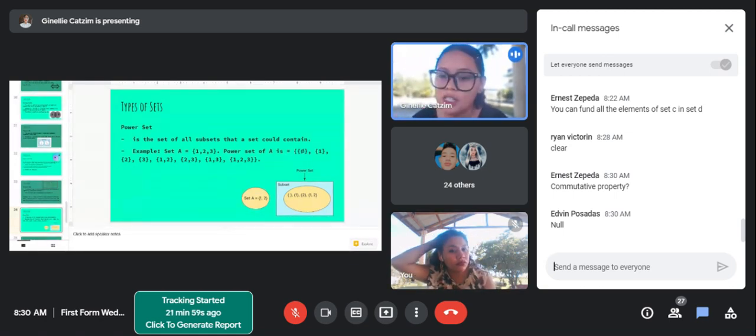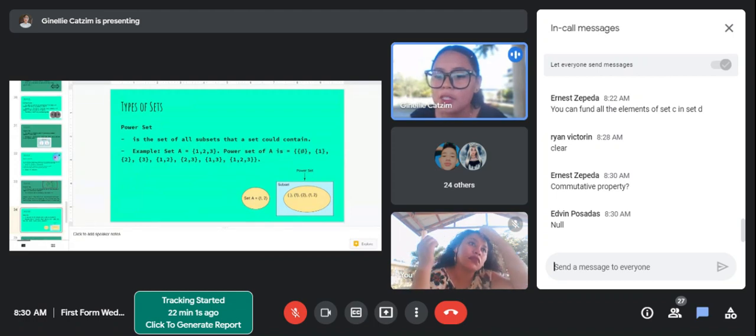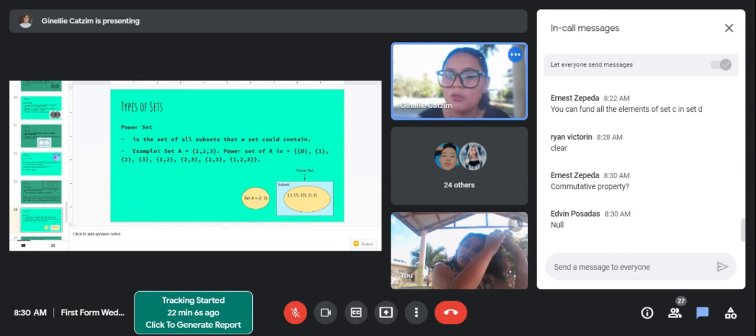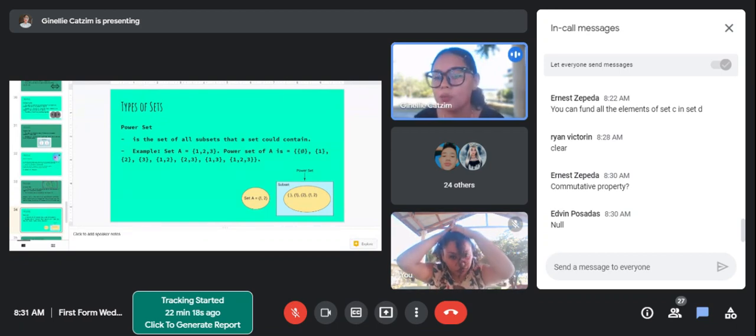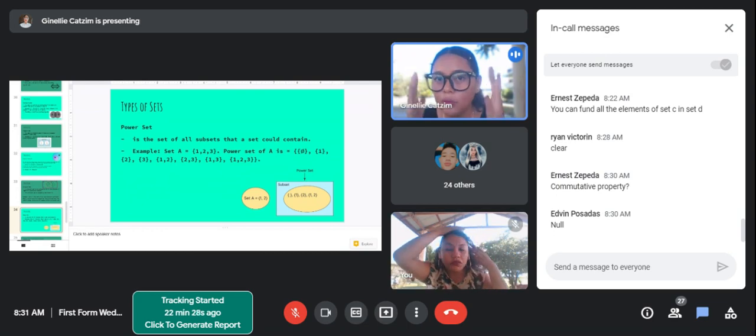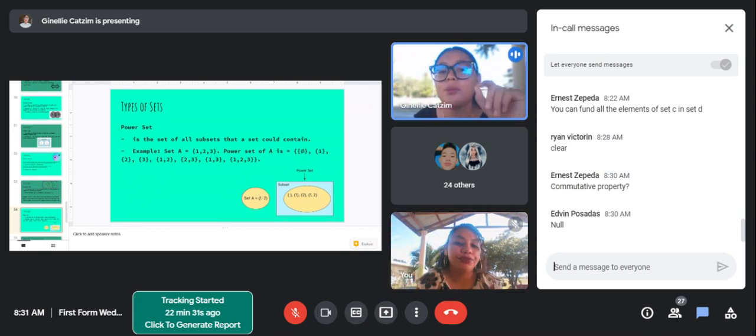It's a null set. So subsets, we will not go in depth with the subset, but these are the subsets of set A, right? We have the null set, we have 1, 2, 3, 1 and 2, 2 and 3, 1 and 3, and 1, 2, and 3. Right? So the power set is all the subsets together. Because we can see that 1 is a subset, 2 is a subset, 3 is a subset, right? But they are not asking you for one subset or two subsets. So the power set is all the subsets, right?